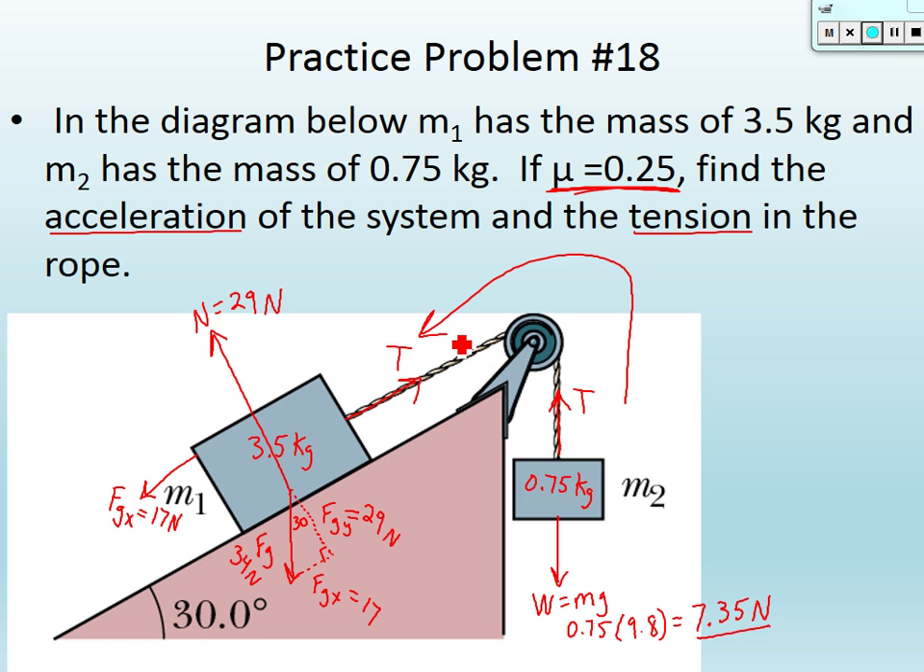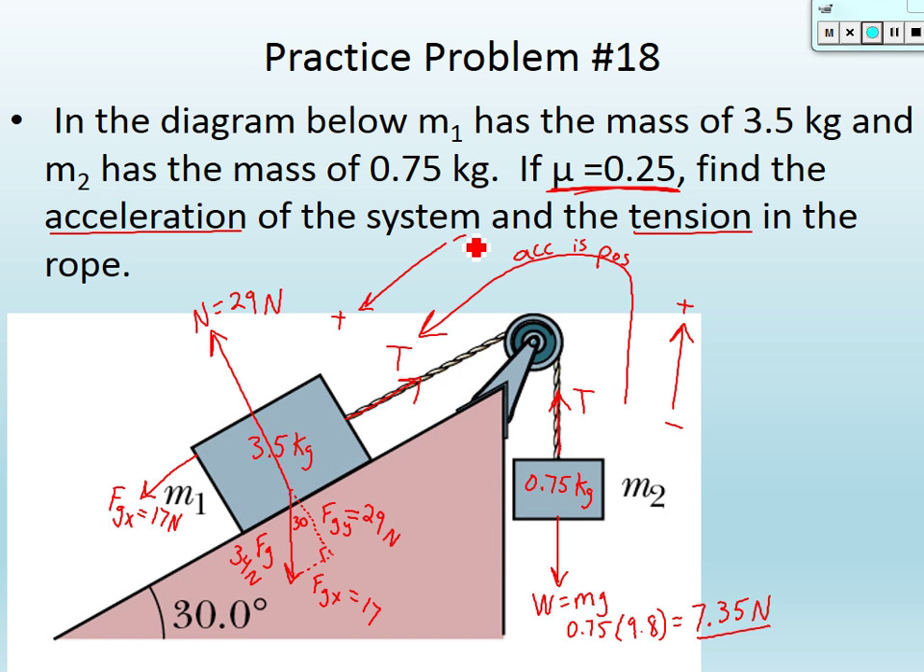So I'm going to say that everything up over here is positive and everything down is negative, because my acceleration is positive when it comes up. But over here, my acceleration is going to be positive when it comes down the ramp and negative when it goes up the ramp. So we've got to get our sign notation right.